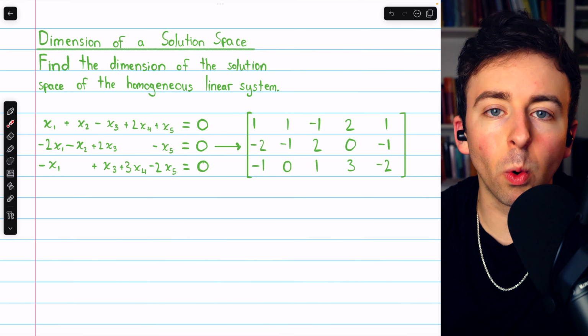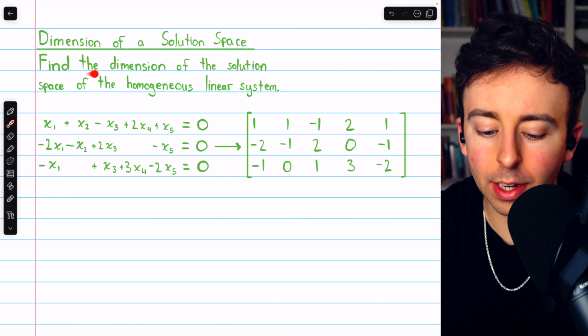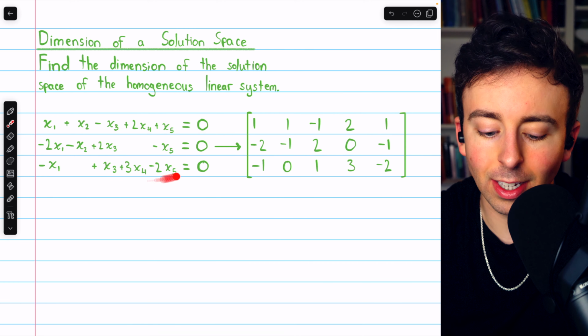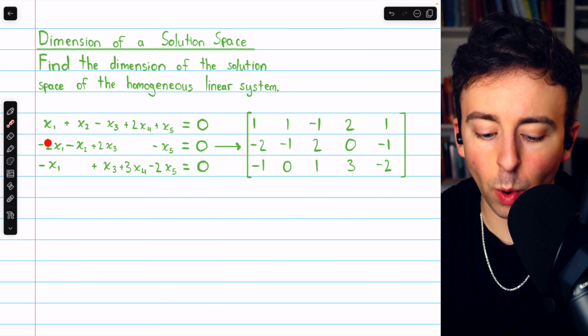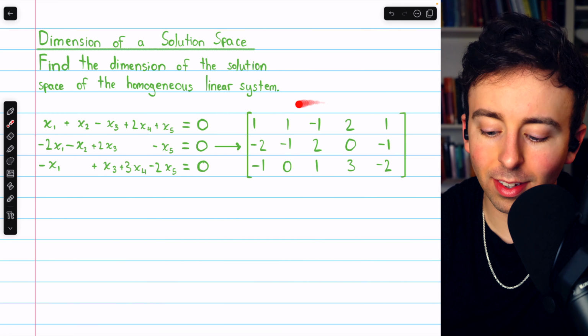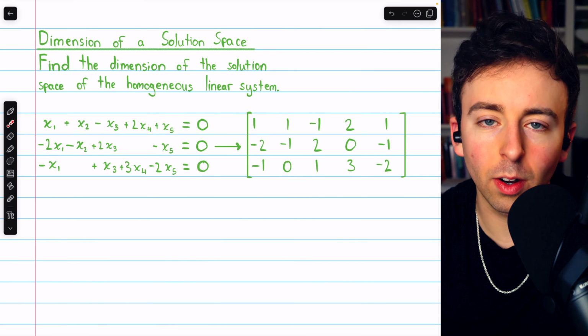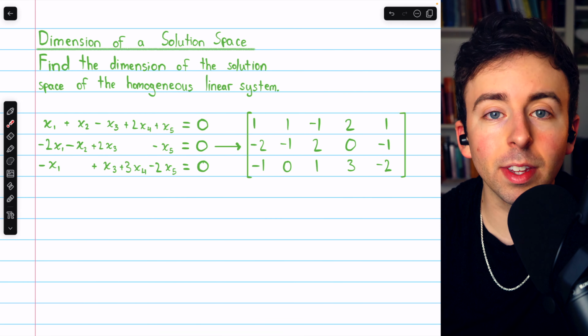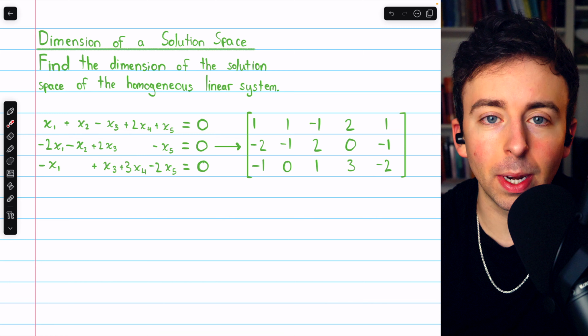Let's finish with a more involved example where we find the dimension of the solution space of this homogeneous linear system. We have 3 equations and we have 5 unknowns. This gives us this coefficient matrix, and we're leaving out the constants because they're all 0. Now, let's solve this system using Gauss-Jordan elimination.